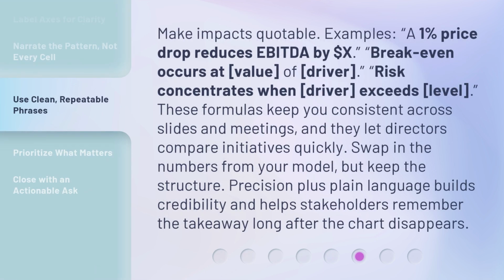Make impacts quotable. Examples. A 1% price drop reduces EBITDA by $X. Break-even occurs at value of driver. Risk concentrates when driver exceeds level.